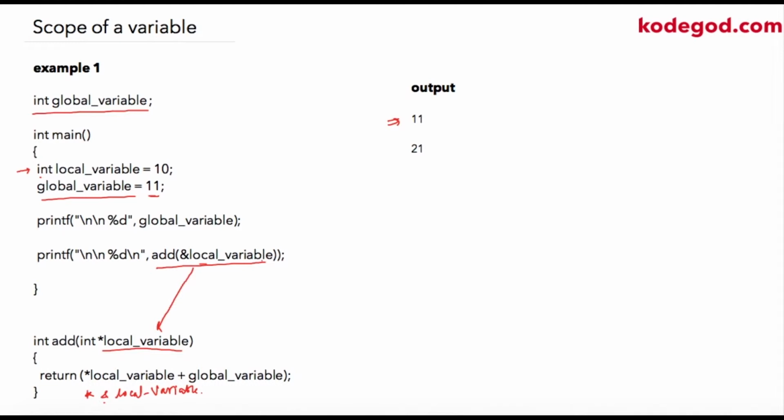So what is value at address of local variable? It is 10. So what we are performing over here is 10 plus global variable, which is 11. Notice that global variable is directly accessible over here. We have not declared it again inside of this user defined function, and this value 11 was assigned by our main function here. So the compiler will print 21 for this instruction. So here is the output.